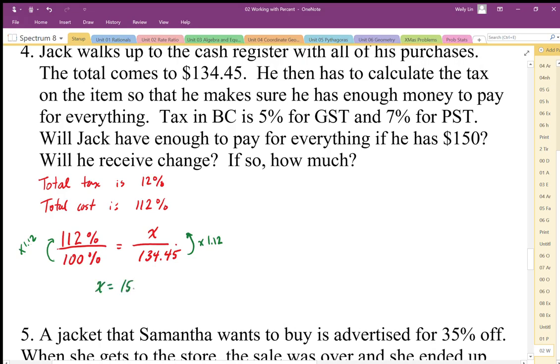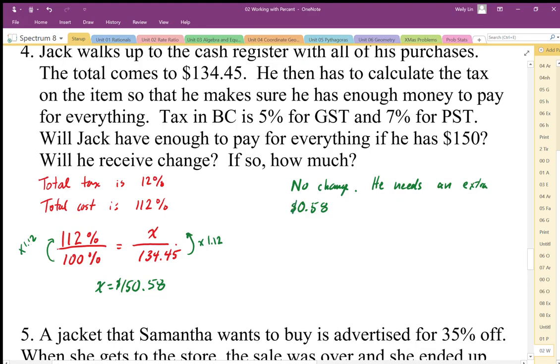So I'm just a little bit short. Okay, so I need 58 cents from somewhere to be able to pay for this, or I've got to get rid of some of the stuff I bought. Okay, so there's going to be no change. No change. He needs an extra 58 cents.